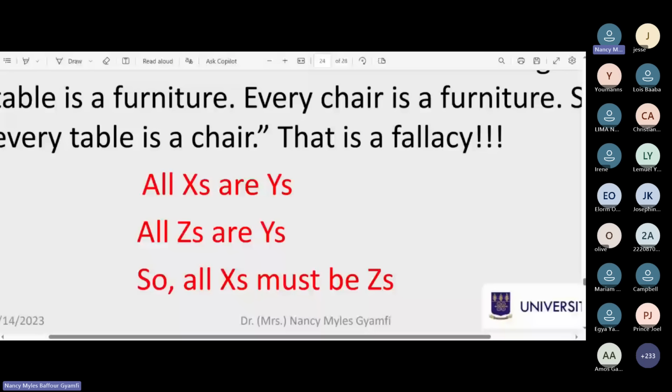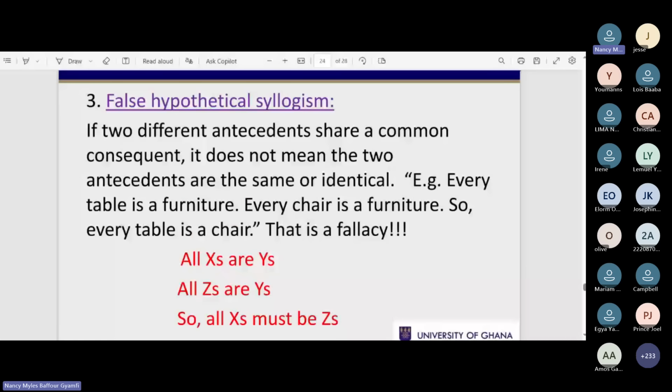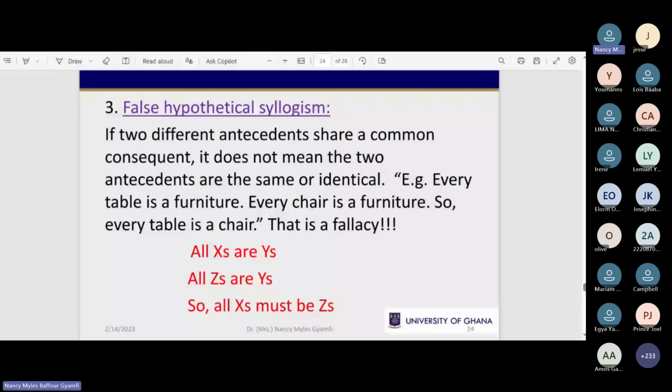We don't want you to say all mangoes are fruit, then you leave the fruits there, then you go and take something else. All oranges are also fruits. Therefore, we should conclude that all mangoes are oranges. That is a false hypothetical syllogism. That's the fallacy that is trying to do hypothetical syllogism and doesn't do it well. See that? It's a false one.